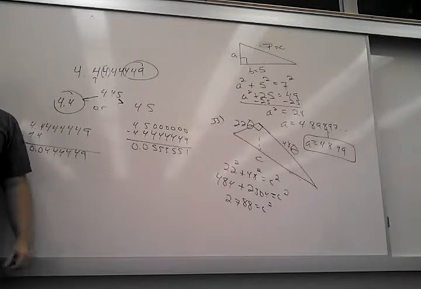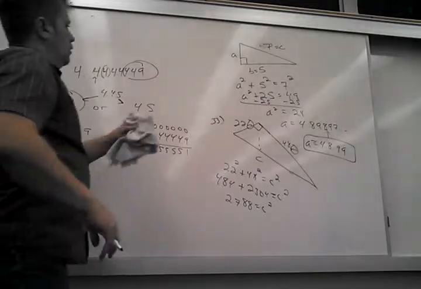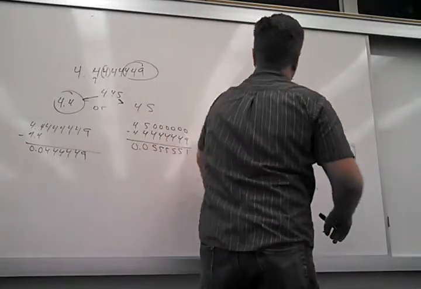What if that digit you circled is like a 9? Then it would go to 4.5 because it's closer to 4.5. Well, yeah, I guess it would. And again, remember when you're dealing with decimals, 4.4 is the same thing as 4.40.